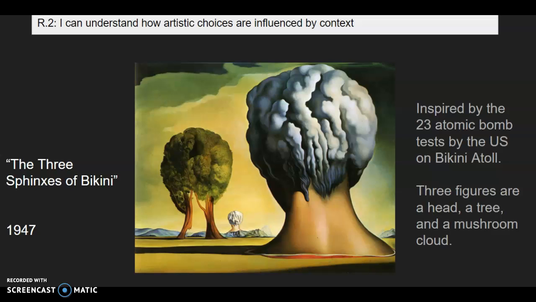In fact, if you've ever wondered why SpongeBob is set in a place called Bikini Bottom, it's also referencing this same island and how the effects of the atomic tests would have changed and mutated the animals underneath the ocean, including sponges and things like that. But back to this. Think about the 3 Sphinxes of Bikini. Which context is going to influence this artistic choice?